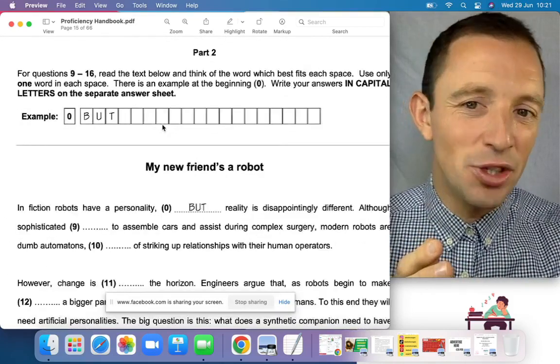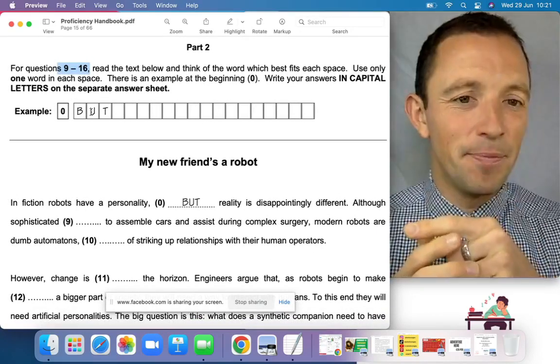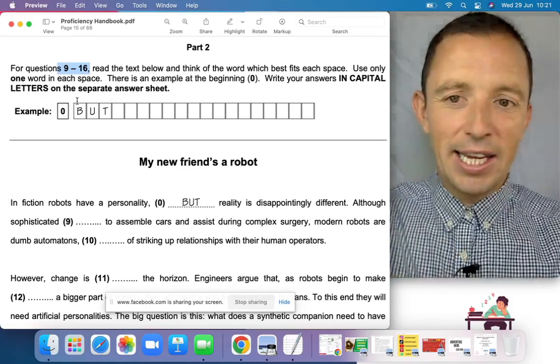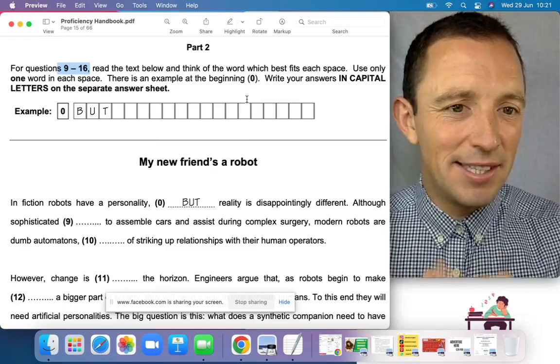It's better to read it together. So for questions 9 to 16, read the text below and think of the word which best fits each space.